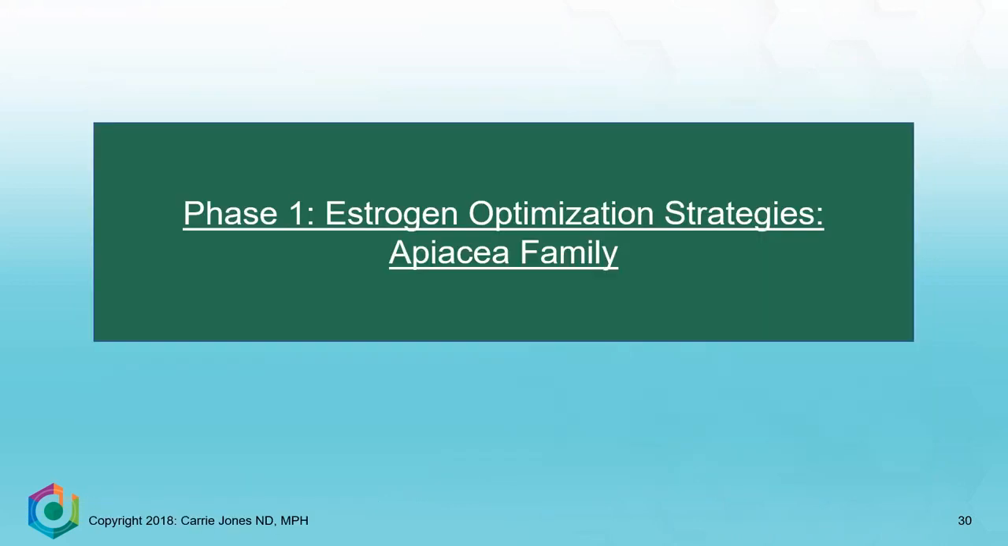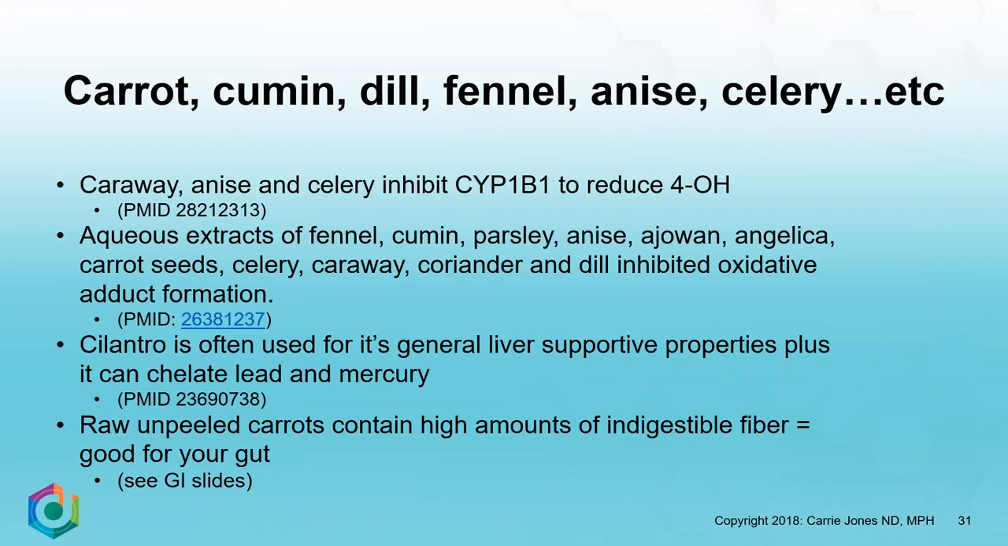All right, the Apiaceae family, continuing to work on phase 1. What is the Apiaceae family? That's your carrot, your cumin, your dill, your fennel, your anise, your celery, what have you. And you can see I have some studies listed there on how it's been pretty effective for detoxification through your CYP and, of course, through your liver. So caraway, anise, and celery inhibited CYP1B1 to reduce 4-OH.